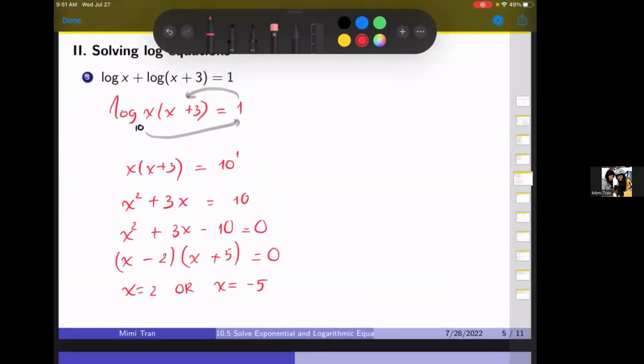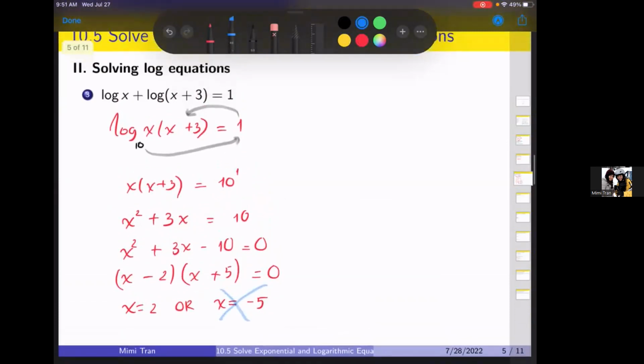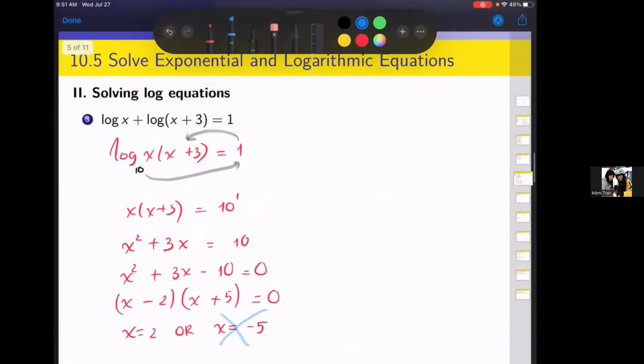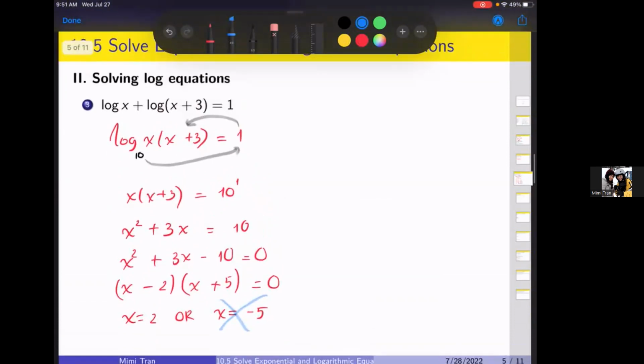All right, I don't know about the 2, but I know that I'm gonna get rid of negative 5, because why? You're gonna have a log of negative 5, right? A log of negative 2, it won't take that. Is it log base 2? What about x equals 2, is it a check? Let's check with the calculator. If I plug in 2 for x, is it gonna equal 1?